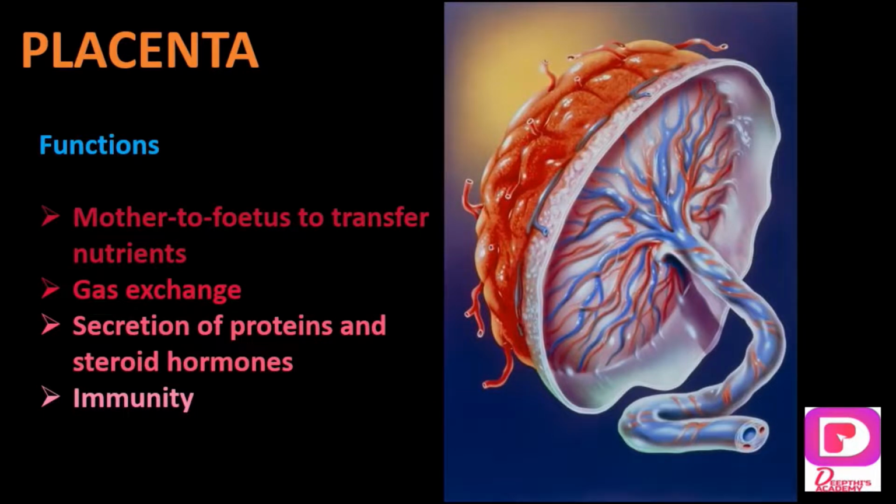Another function is immunity. Invading placental cells express a unique antigen which is not recognized as a foreign antigen by the mother. Other unique antigens and local immune suppression contribute to the prevention of rejection of the fetal placental unit.